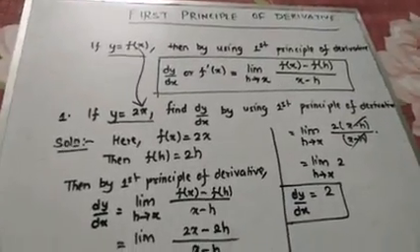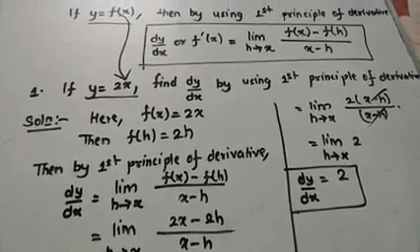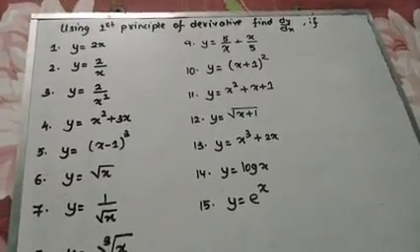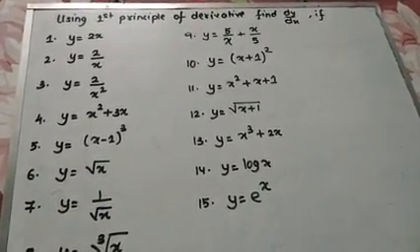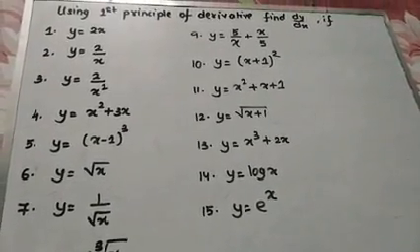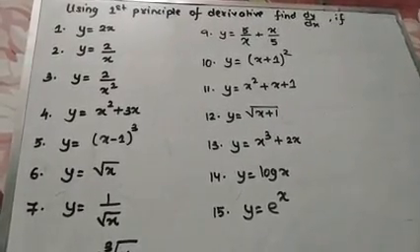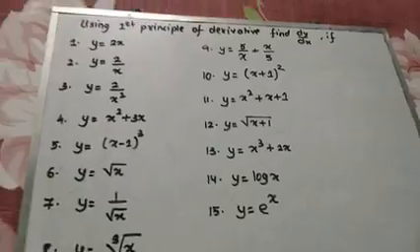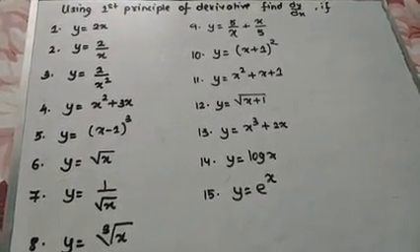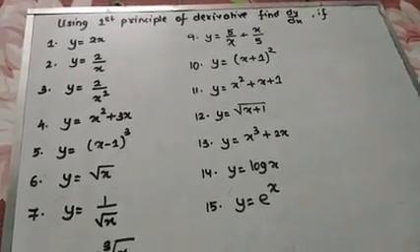So this is all about the first principle of derivative. Now we'll write some more questions on this. These are some questions from this topic: using the first principle of derivative, find dy by dx if question number 1, y equals 2x; question number 2, y equals 2 by x; question number 3, y equals 2 by x squared. Like that there are a total of 15 questions. Out of these 15 questions, I will solve some, and the rest will be homework for you all students. Kindly try to solve all those questions.